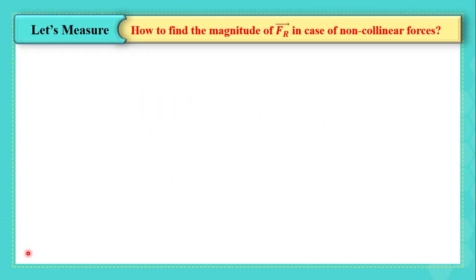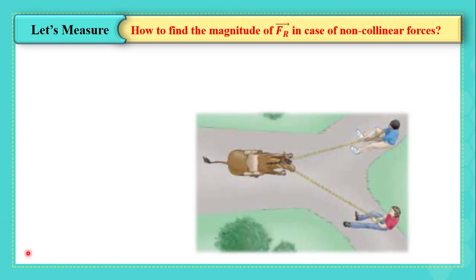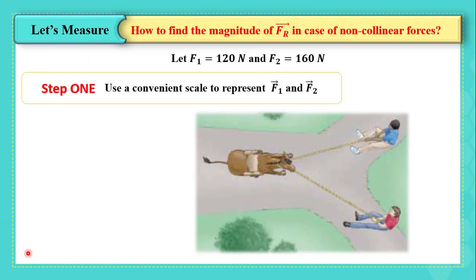Now, to find the magnitude of Fr in the case of non-collinear forces, let's consider F1 equal 120 Newton and F2 equal 160 Newton. The first step is to choose a convenient scale to represent F1 and F2. For example, each 1 centimeter corresponds to 40 Newton. This implies that the length of F1 is 3 centimeter and that of F2 is 4 centimeter.